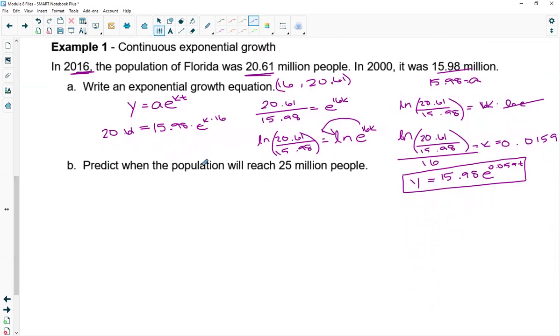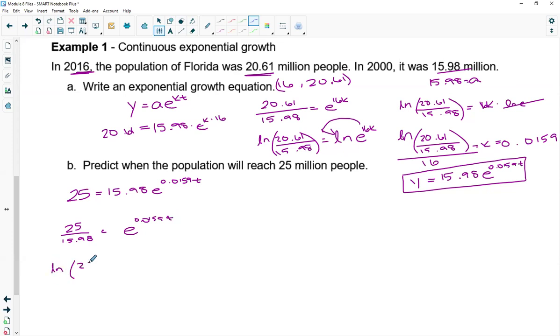Now, we're going to want to predict when the population will reach 25 million. So when y will be 25. So we want 25 to be equal to our general function here. We've got 15.98 e to the 0.0159t. Let's divide both sides by 15.98. I get 25 divided by 15.98 equals e to the 0.0159t. Let's give both sides a natural log.